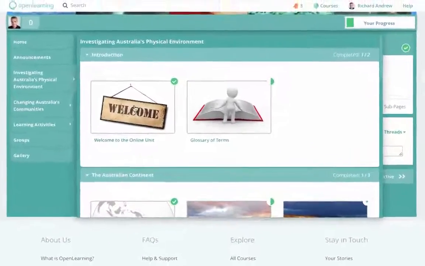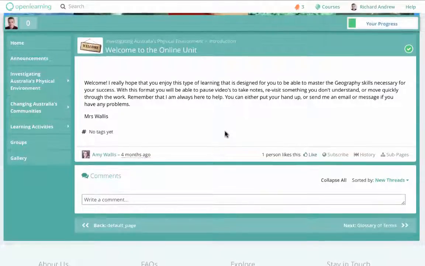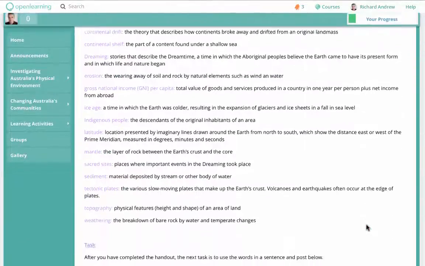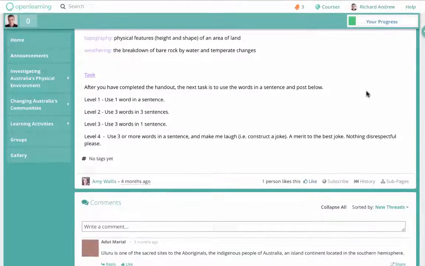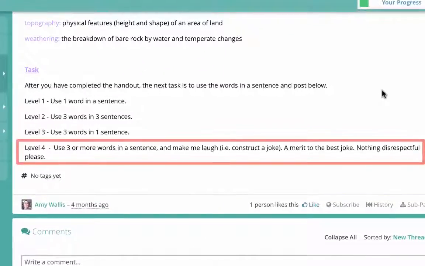So in our introduction, just a quick introduction letting them know how it worked. Then we had a glossary of terms task where they copied the glossary of terms, and then there was a differentiated task that they had to do based on the levels that they're at, and also something fun where they had to make a joke. And the best joke, or the one that made me laugh the most, got a merit.